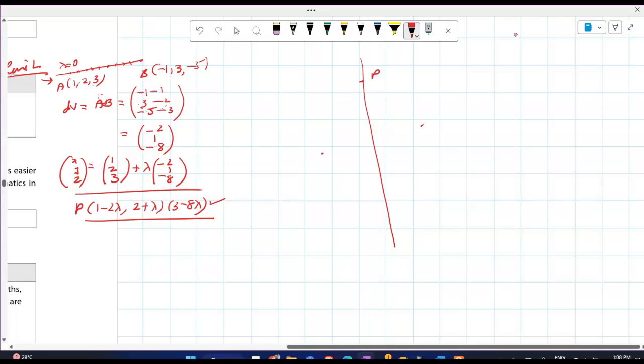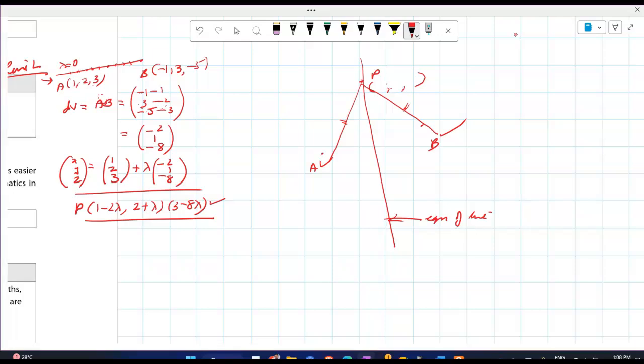So let's say this is A and this is B. A's coordinates are given, B's coordinates are given, and the equation of this line is given. So you assume this in terms of a parameter. But how do you assume it in terms of the parameter? Like this. I told you, 1 minus 2 lambda, 2 plus lambda, 3 minus. So let the point be this.